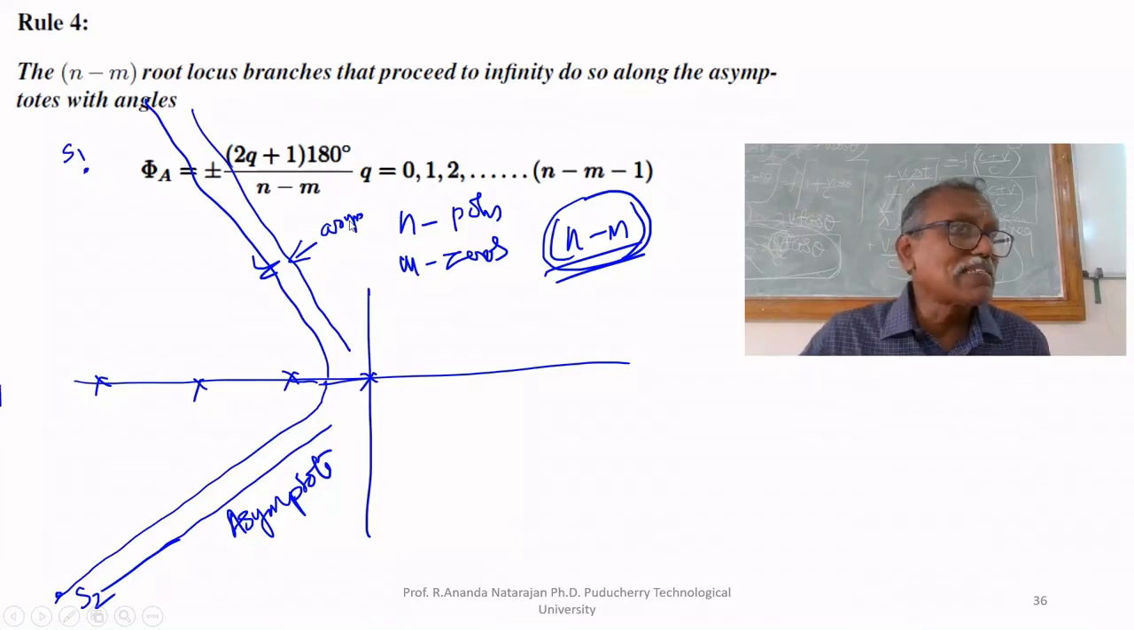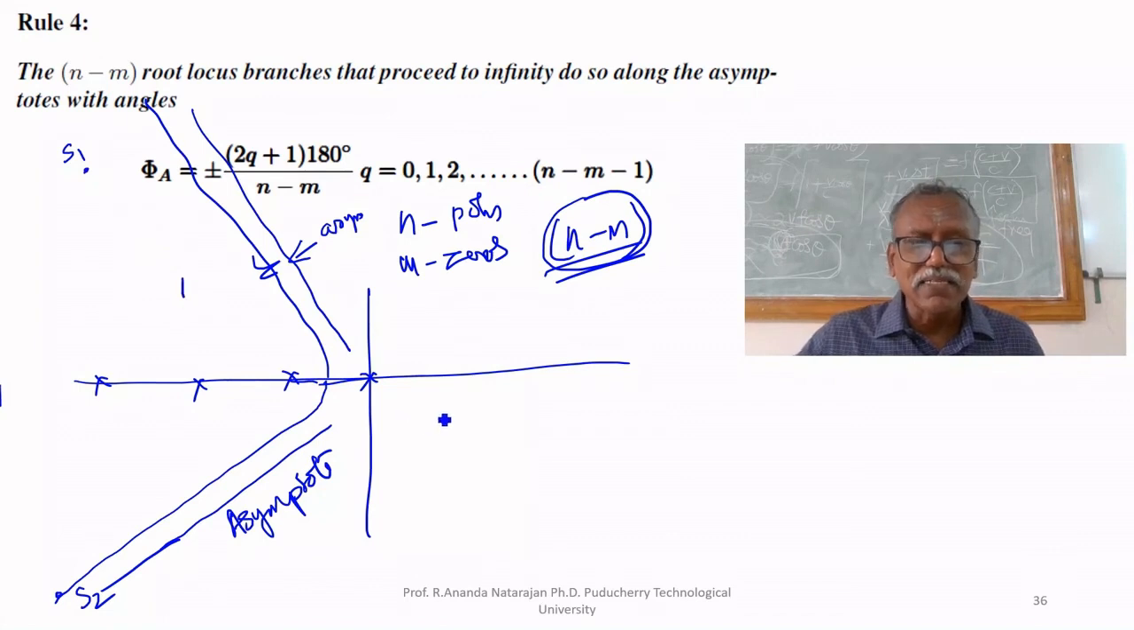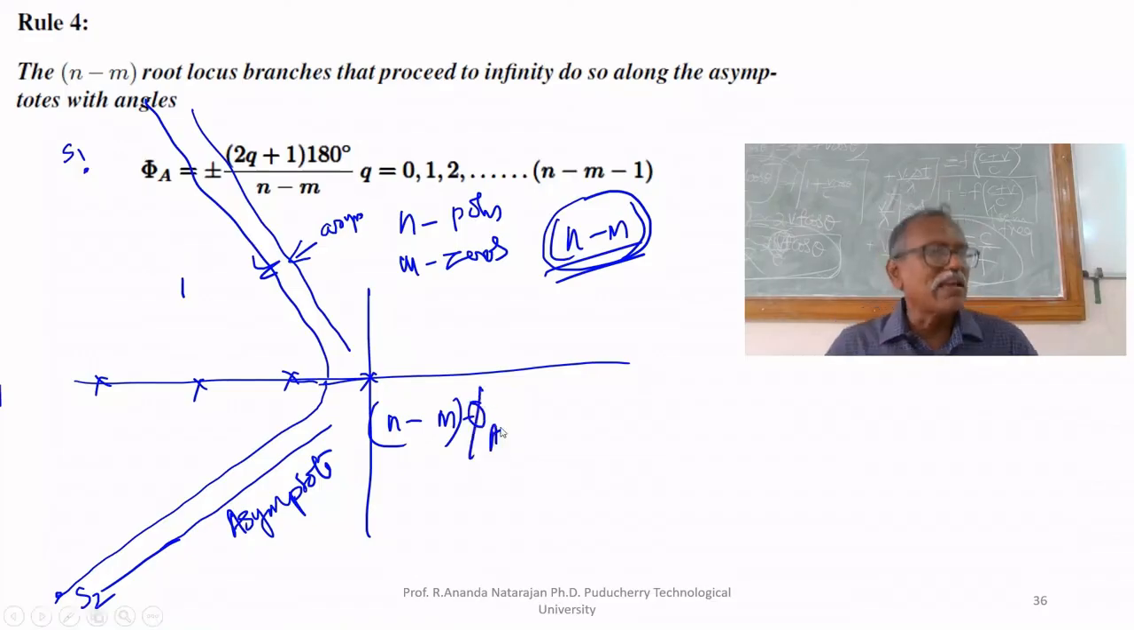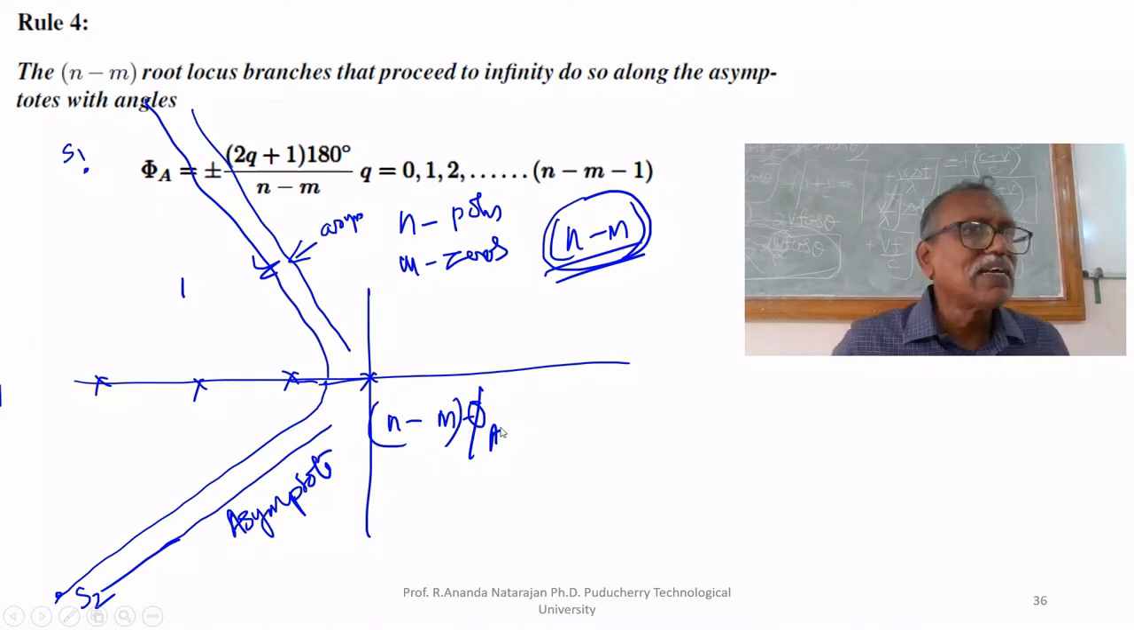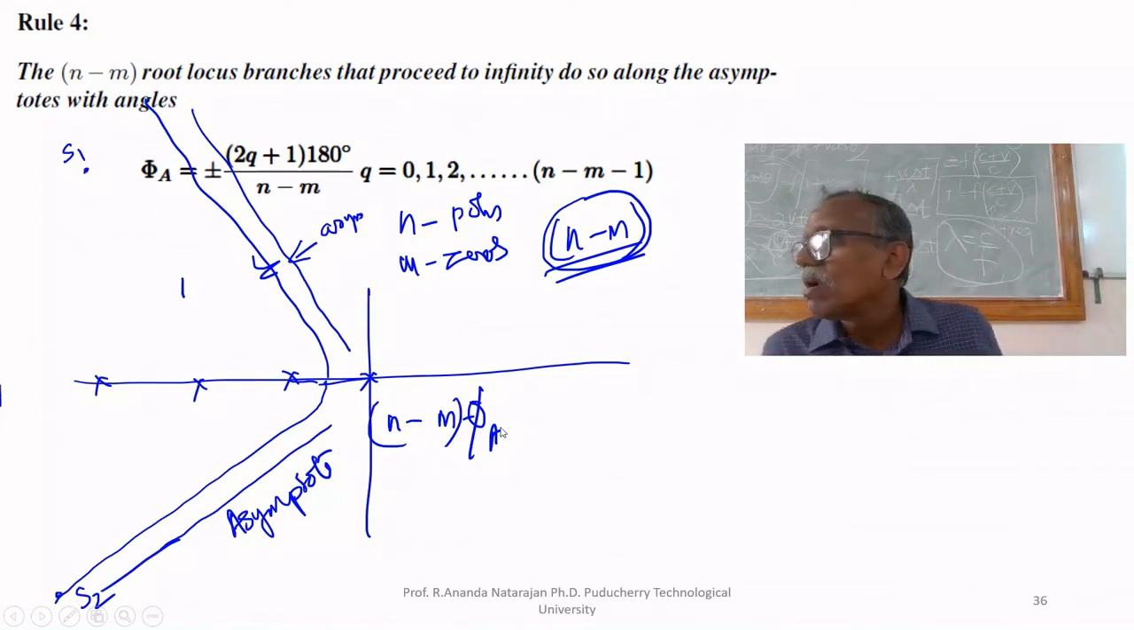So, how many branches end at infinity? N minus m branches end at infinity. What is the angle made by all these asymptotes? Let us assume that it is called phi a. What is the angle contributed by this S1 and S2? Angle contributed by S1 and S2 is phi a. Because it is a point at infinity, if you draw a line from that point to each pole, the angle is phi a. That is called the asymptote.